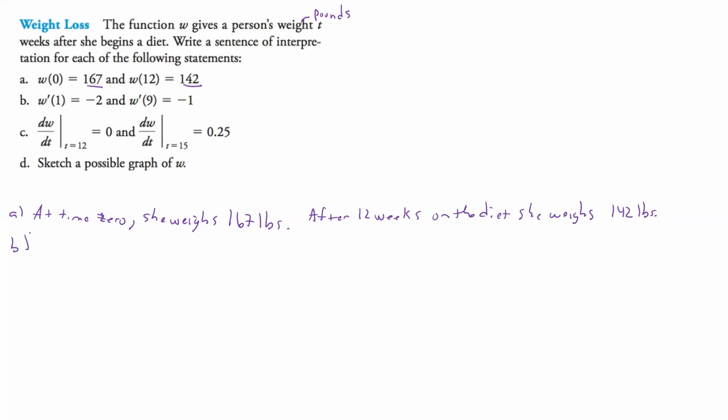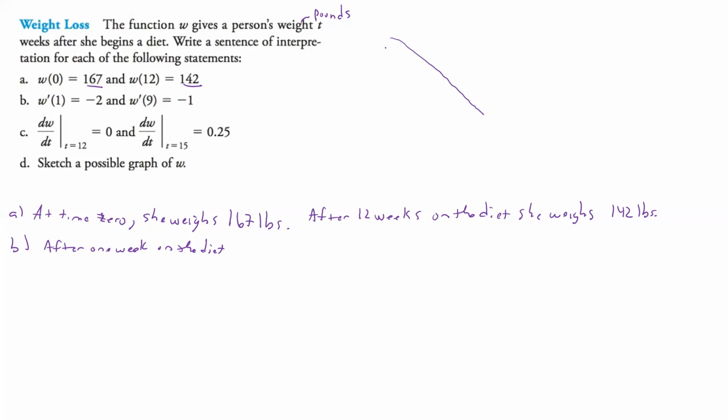So B. W prime of 1 is equal to -2. W prime of 9 is equal to -1. What does that mean? Here our input is 1, so at 1 week. What's going on here? Well, that's the person's weight, and this is a derivative, so that's the change. Now she's decreasing her weight. She started up here and she's coming down, and we don't know what's going on in between.